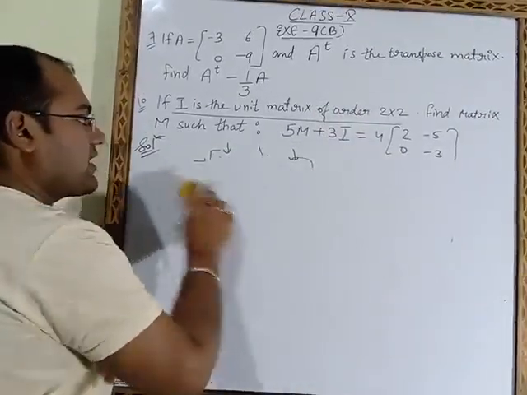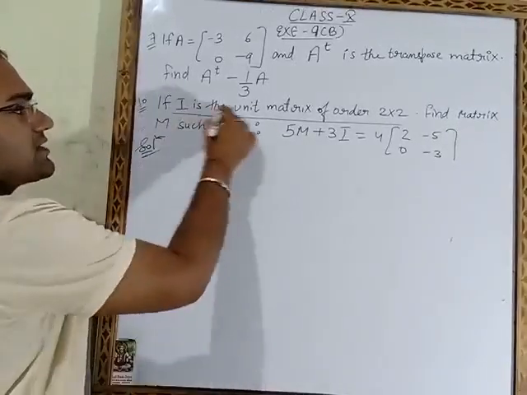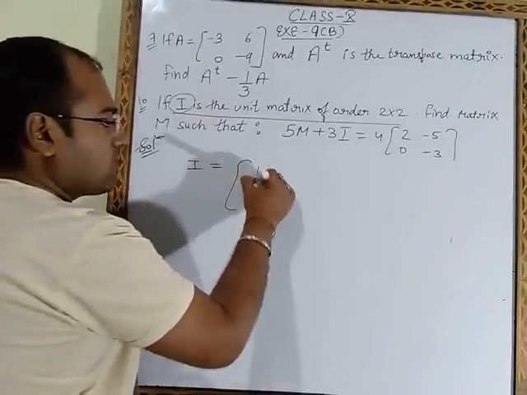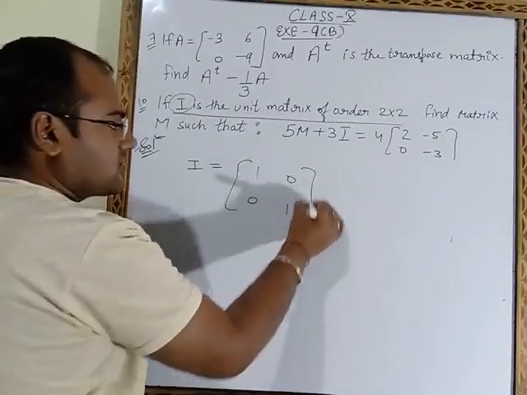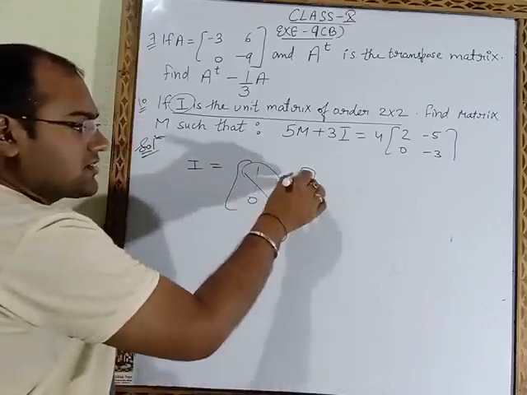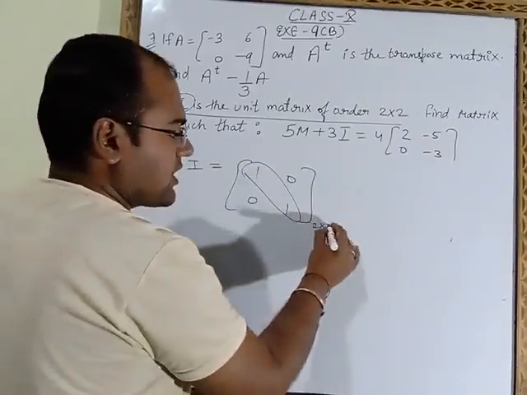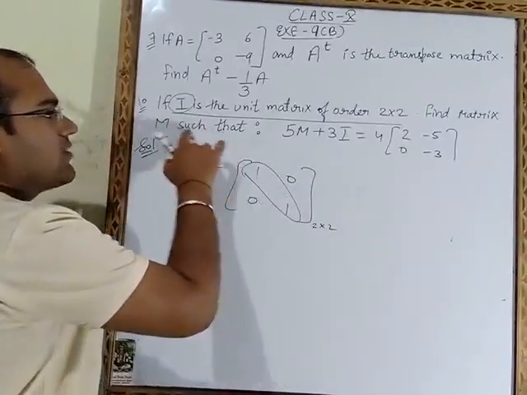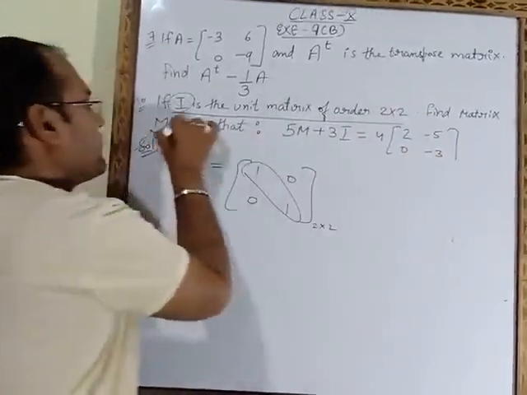So we will not write like this. I is the unit matrix. What is the name? I. So I is equal to 2 by 2, 1 and 1, here 0 and here 0. So here in the diagonal we have taken 1 and 1, rest of the elements are 0. This is the identity matrix of order 2 by 2. Now we have to find the matrix M.